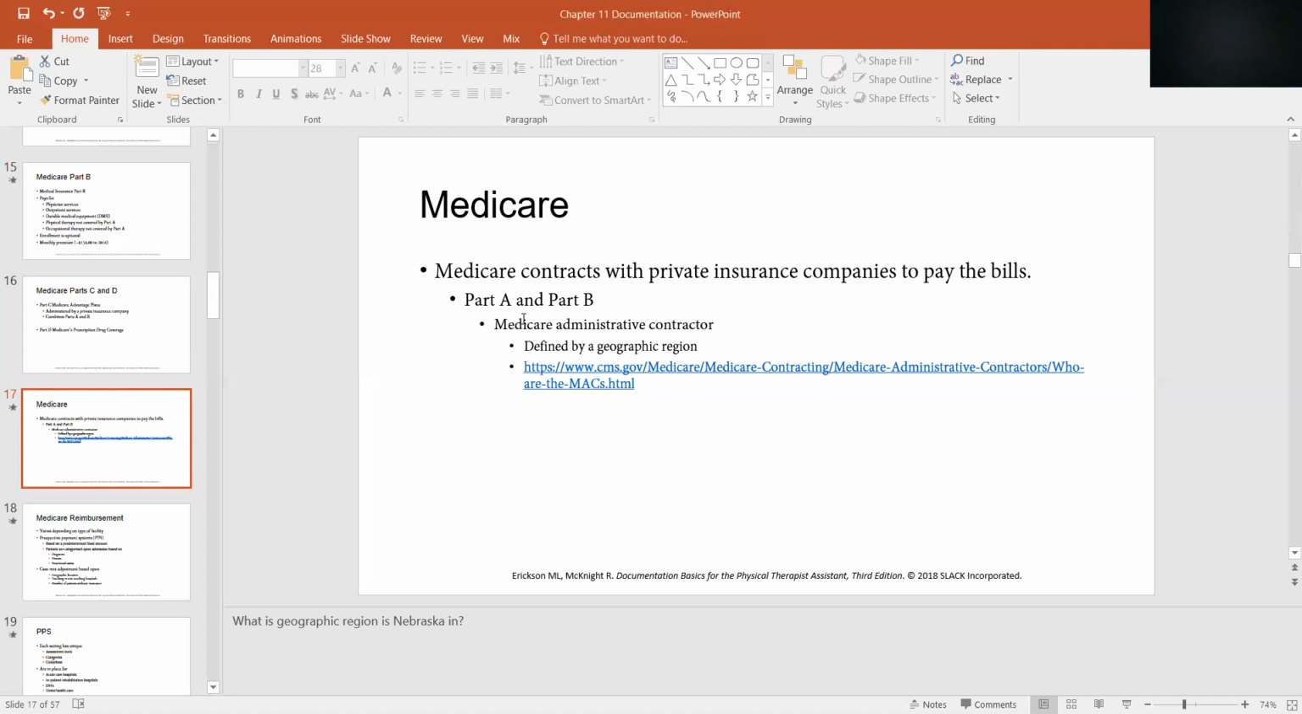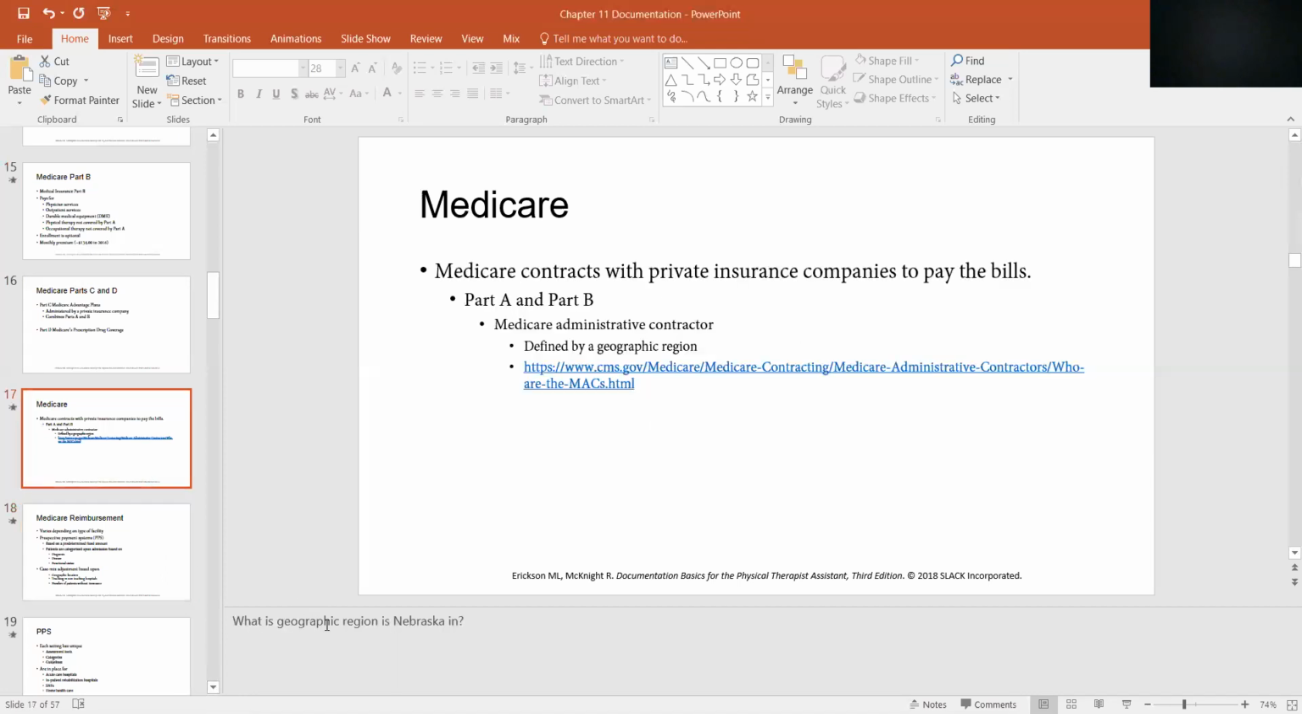They're called a Medicare Administrative Contractor, also referred to as a MAC, M-A-C. So you'll hear that. And like I explained, it's defined by a geographic region. If you want to look at this link on your own time, it'll show you where all the different MACs are in the United States. They have maps, they have tables, lots of extra information.